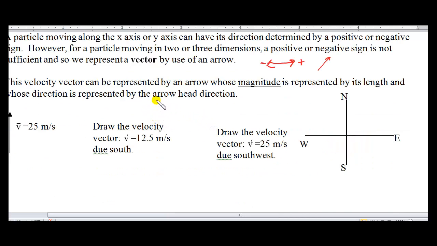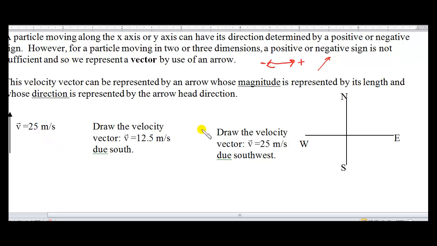Let's talk about this velocity vector, the one that was 25 meters per second. And let's say that this velocity vector can be represented by an arrow whose magnitude is represented by its length. And the direction of this vector is represented by the arrowhead direction. For example, suppose my velocity vector is pointing due north, right? So here's the magnitude, and that corresponds to the particular length, and the arrowhead indicates the direction for my velocity vector.